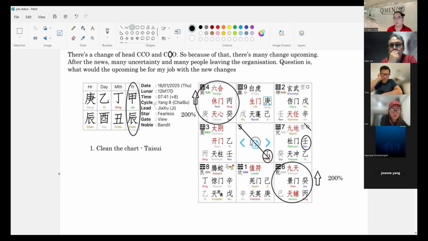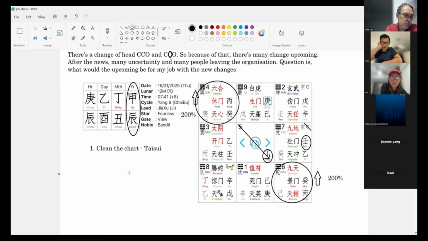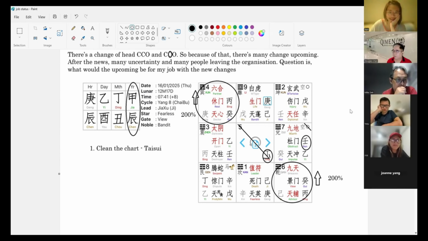Okay, basing on this chart, how come Rani just entered? Rani, what happened to you? Hello, Rani. Hi, I don't know what's wrong with the computer. Okay, never mind. I thought you went to the toilet.